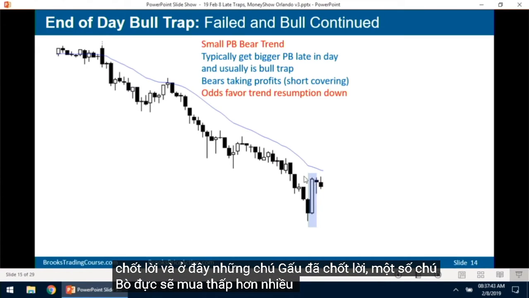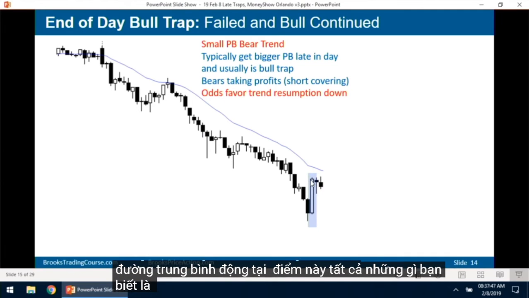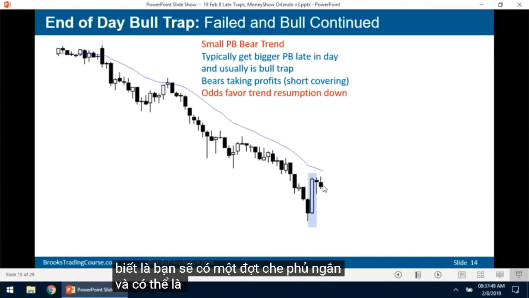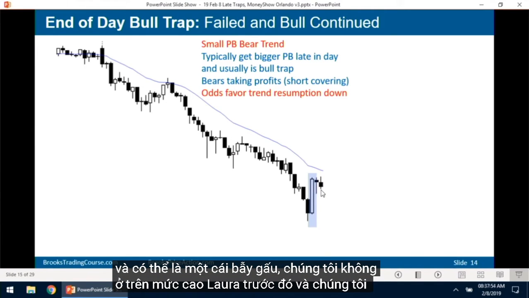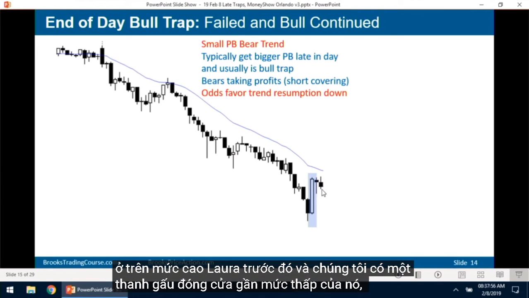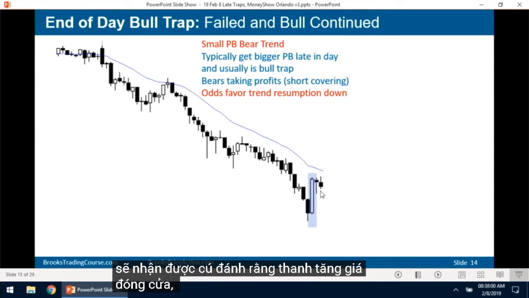Some bulls will buy far below the moving average, looking for a scalp up to the moving average. At this point, all you know is you get short covering going on, and it's a possible bear trap. We're not above a prior lower high, and we have a bear bar closing near its low. So if you're a bull, what do you do? You're going to get out below that bull bar closing near its low. And if you're a bear, you'll either sell that or you'll wait for a second sell.